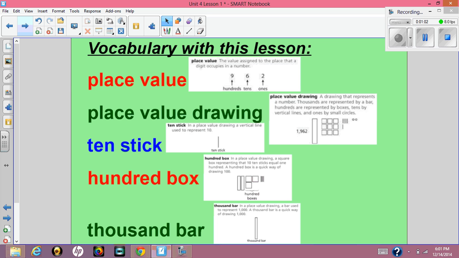In place value, a key that we need to understand is this: the value assigned to the place that a digit occupies in a number is place value. So if you look at this particular number in this little box here, it has a 962. The digit in the hundreds column is 9. Because it is located there, it is worth 900. This 6 is in the tens column, so it is worth 60. And this 2 is in the ones column, so it is worth 2.